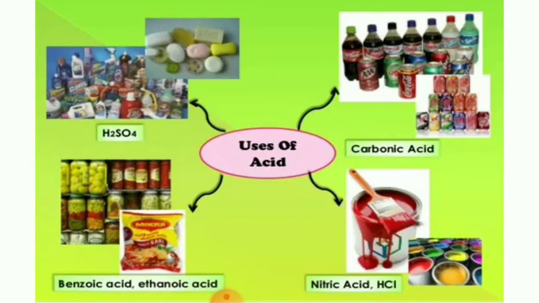Right? Next, cells of all living organisms contain the fundamental nuclear material called nucleic acid. Animals have deoxyribonucleic acid, whereas plants contain ribonucleic acid. These are the acids present in animals also.